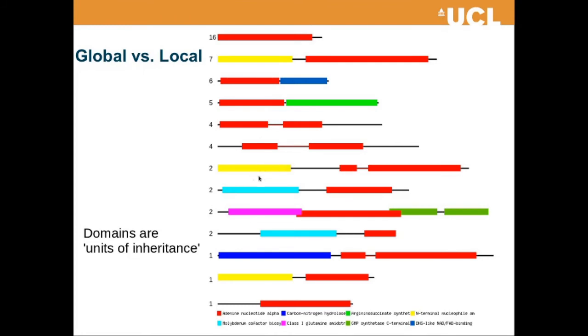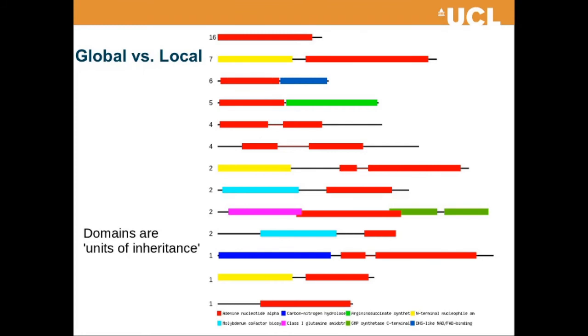So in this case it's an N-terminal nucleophile domain. In this case it's a molybdenum cofactor binding domain. And this means you can think of domains as like Lego blocks that do different functions. For example, you might have something that binds and breaks down ATP to release energy, and you could think of that as being like a battery for a protein.